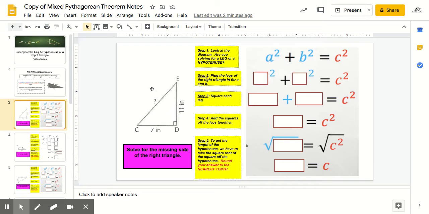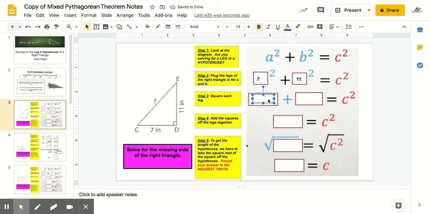So if you look at this right triangle here, I am missing the hypotenuse. I know it's the hypotenuse because this is the side that is directly opposite of the right angle. So I gave you two legs. You need to solve for the hypotenuse here. So we're going to plug in the two legs into the Pythagorean theorem. Remember that with the Pythagorean theorem, the legs are a and b. Okay, so I'm going to plug in 7 and 11 for a and b, which was step 2.